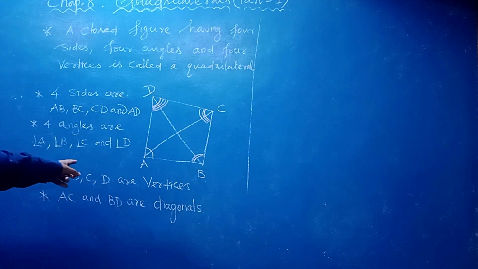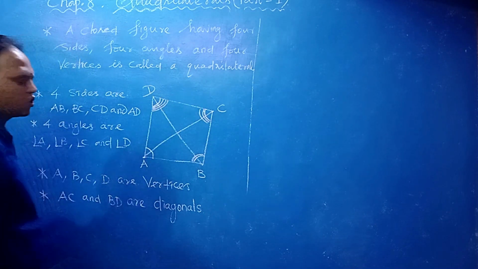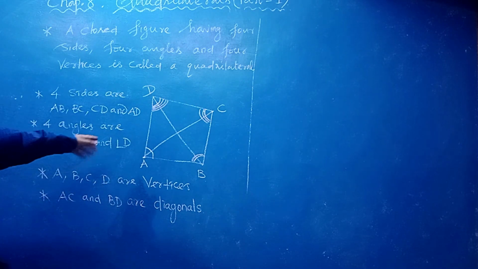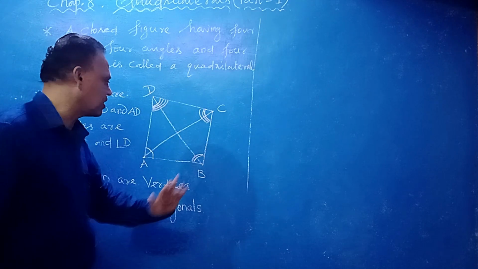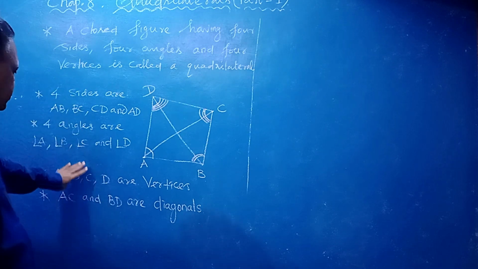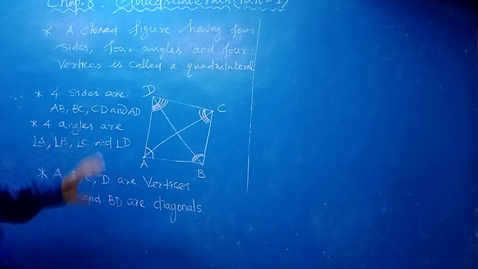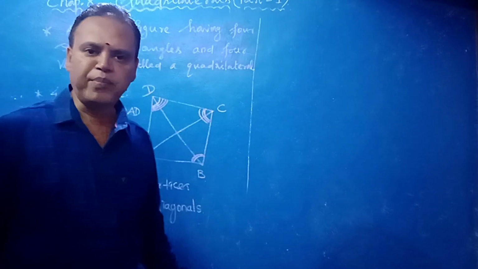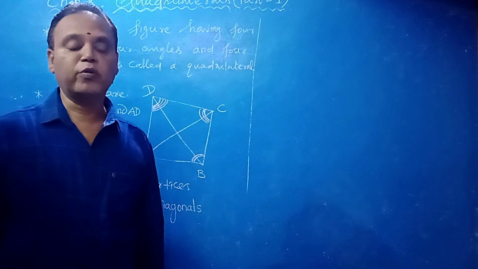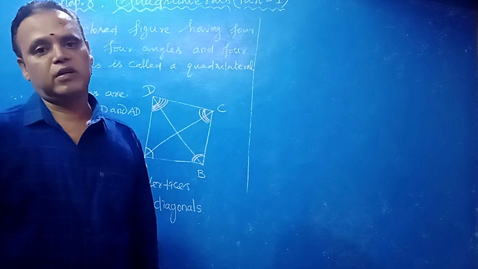And A, B, C, D are the vertices of a quadrilateral. Then AC and BD are diagonals. AC is one diagonal, BD is another diagonal. You have two diagonals. So: four sides, four angles, four vertices, and two diagonals. You have to always remember these minimum things about a quadrilateral. Clear?